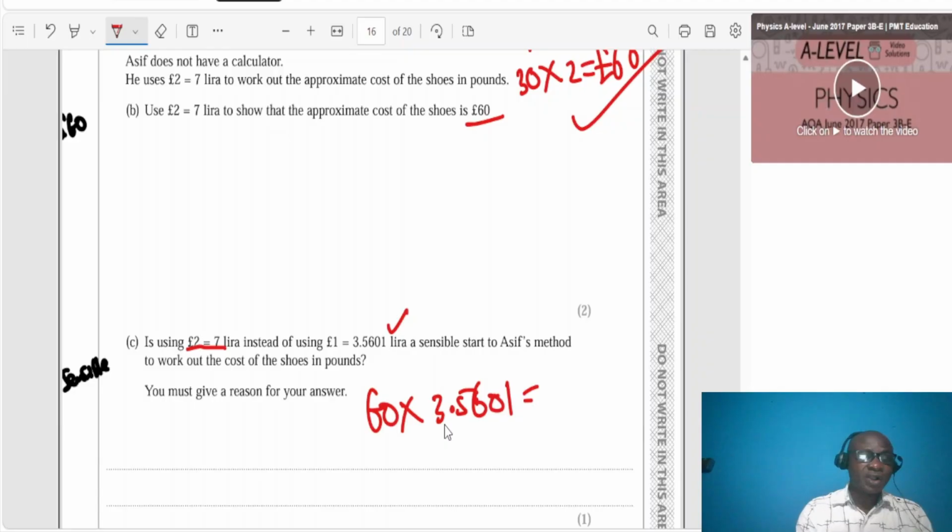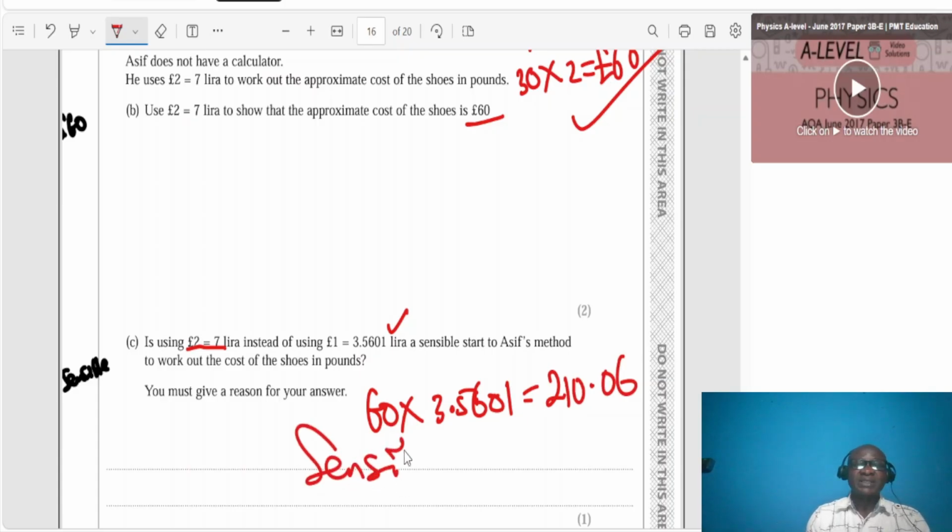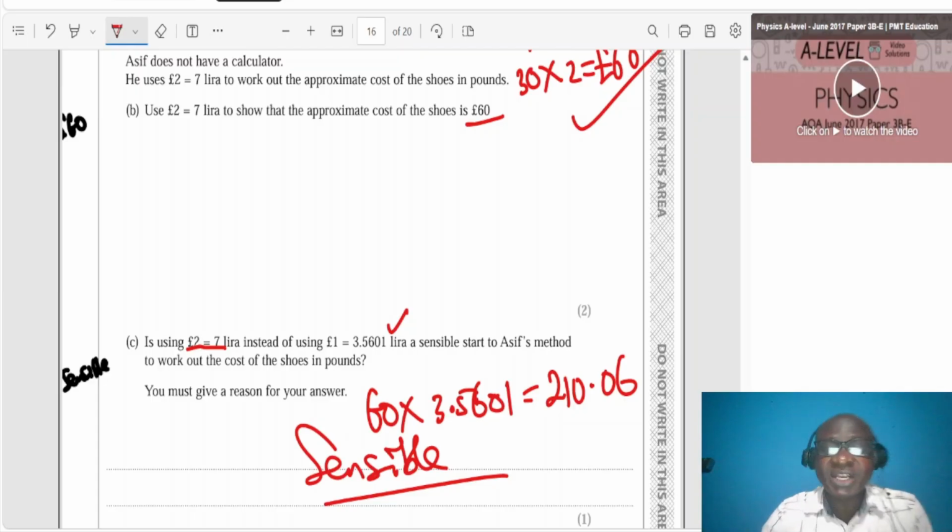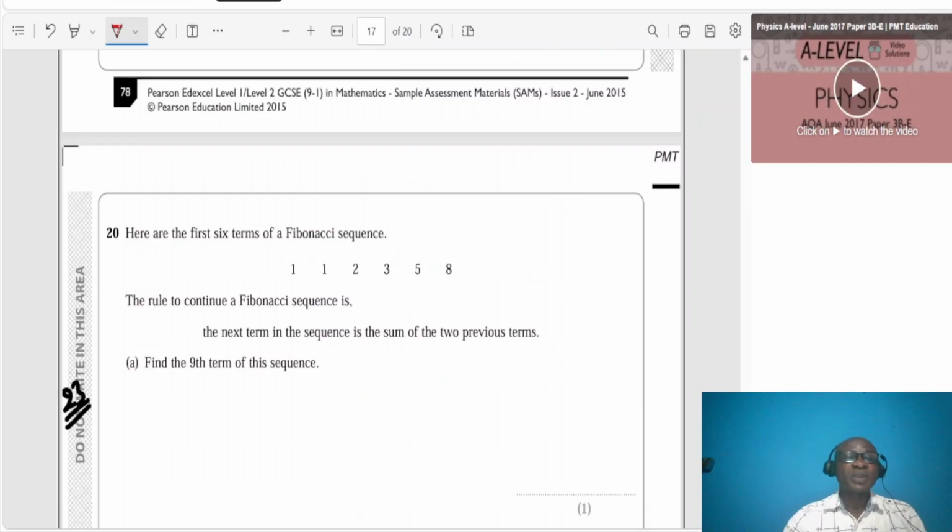Therefore, 60 multiplied by 3.5601 will give me exactly 210.06. Therefore, it is sensible. Do you understand? Yeah. It is sensible. So what he did was fine because it is almost the same 210 rila, isn't it? Yes, sir. All right. We move to the next question.